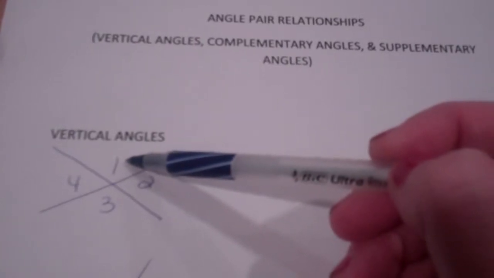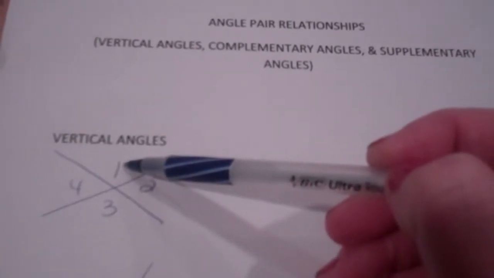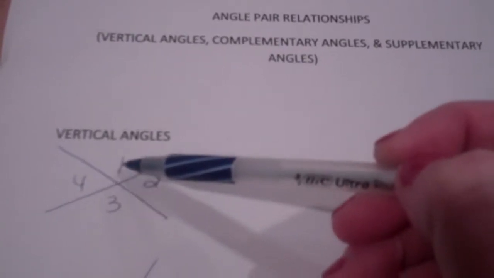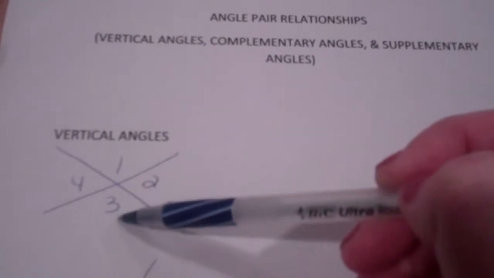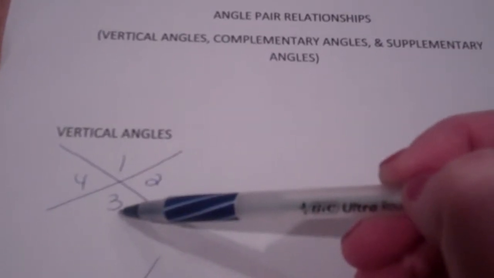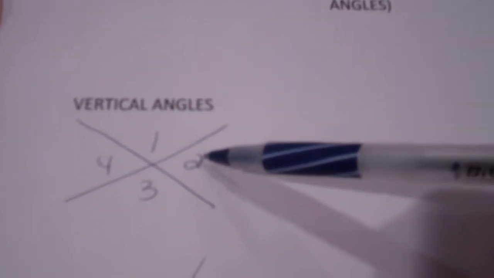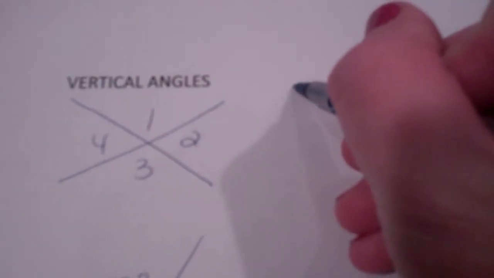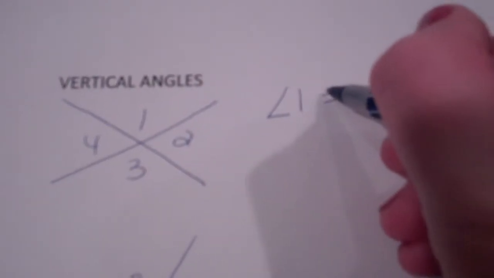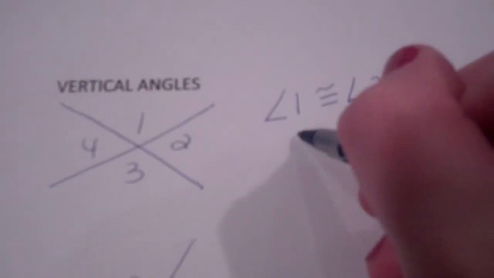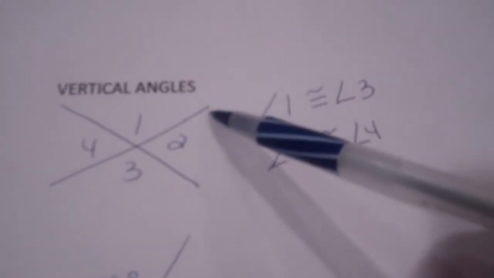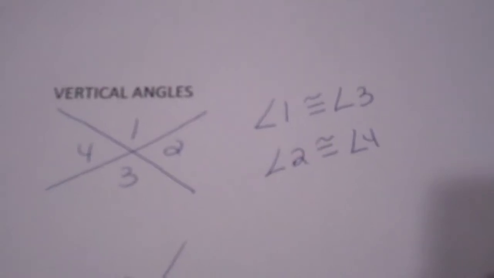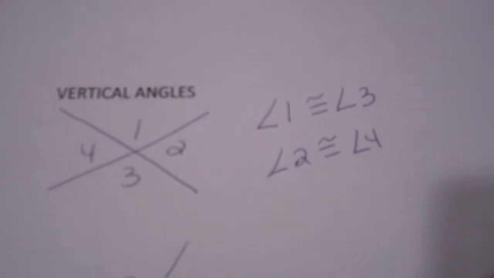Vertical angles are those that are on opposite sides of an intersection point, and the reason that they're important to mention is because they are congruent. So if we know the angle measurement of 1, then we also know angle 3, and vice versa. If we know the measurement of angle 2, then we also know the measurement of angle 4. So this tells us that angle 1 is congruent to angle 3, and that angle 2 is congruent to angle 4. Again, that's by the vertical angle relationships.